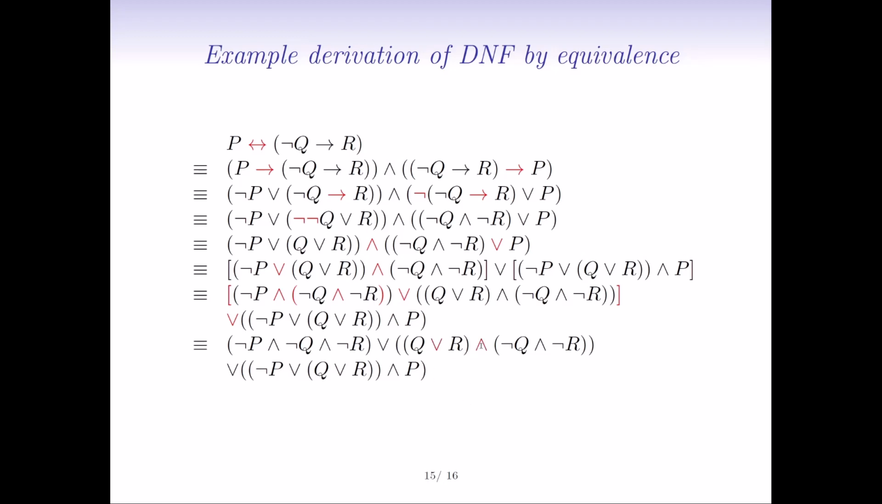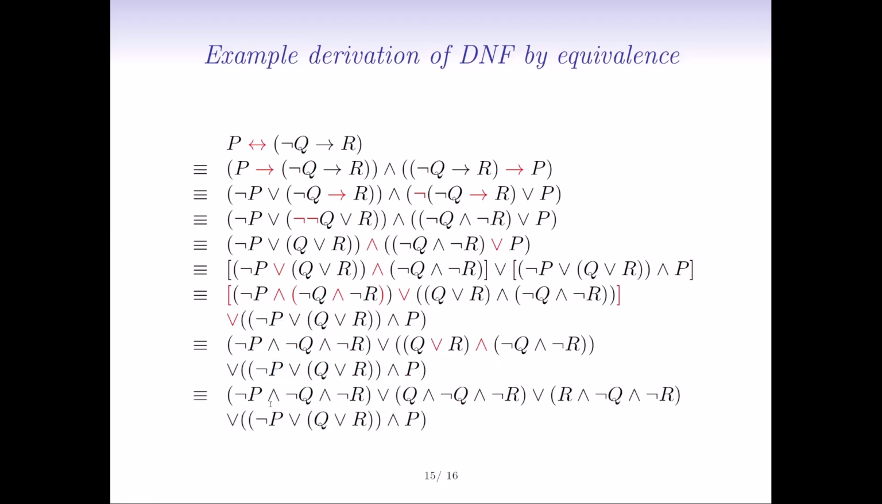Here again we have a conjunction outside of a disjunction. So we have something of the form A or B and C, which is the same as A and B or A and C. So I'm going to leave this clause alone and this clause alone and just convert that one. And I get not P and not Q and not R, that hasn't changed. And then I get Q and not Q and not R, or R and not Q and not R. And then this third clause hasn't changed either.